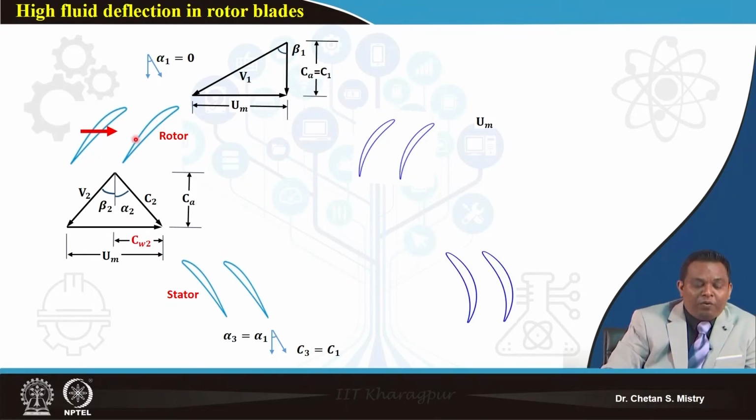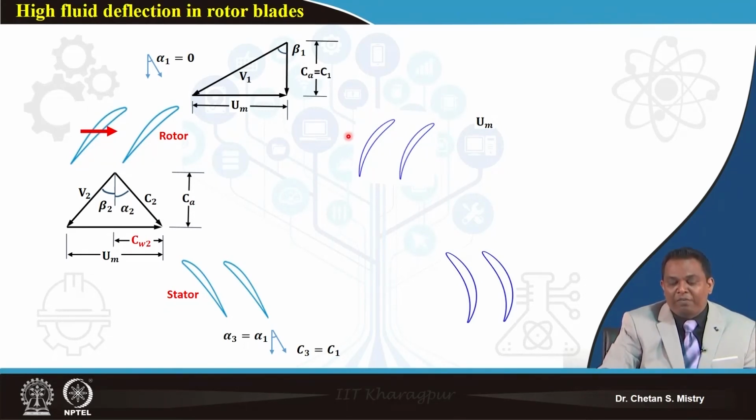Okay, now it says I need to have higher deflection. So I have modified my aerofoil in order to accommodate my delta beta, that is beta 1 minus beta 2. If you look at this case, I will be having my aerofoils changing like this. It is a cambered aerofoil, highly cambered compared to these aerofoils. Okay, so this is my rotor blade.